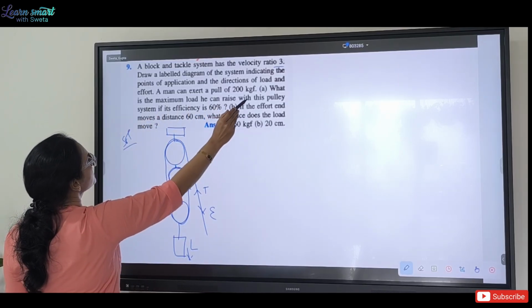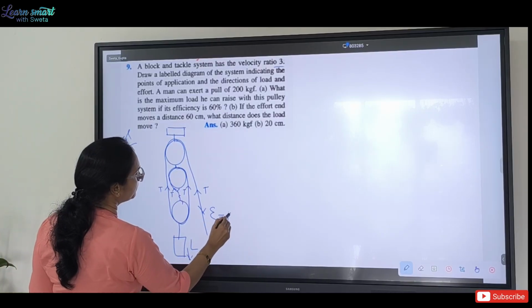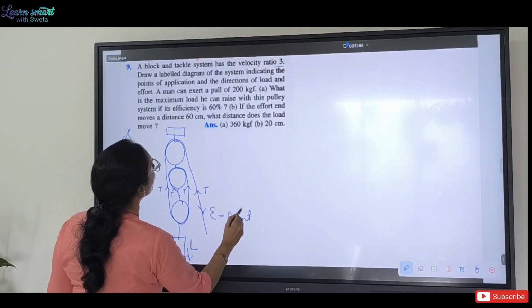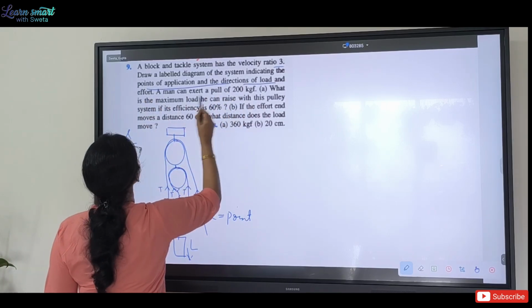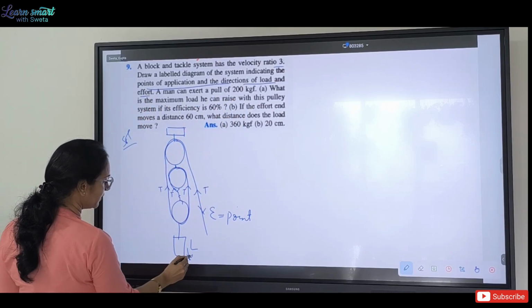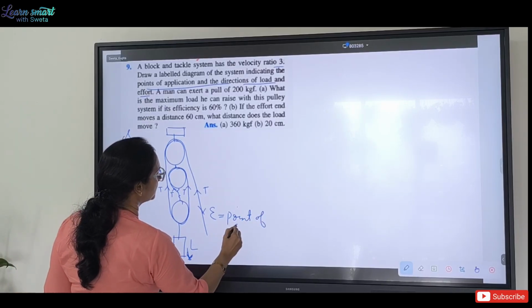Draw a labeled diagram of the system indicating the point of application. So this E, we will write as the point of application of the effort. So point of application and the direction of the load and the effort. So direction of the load we are showing down, and this is the point of application of effort.